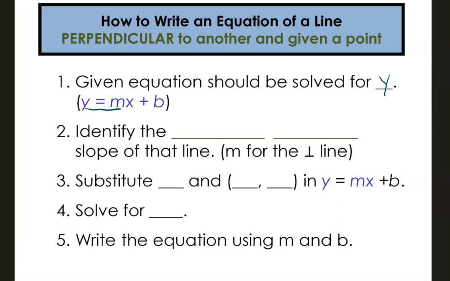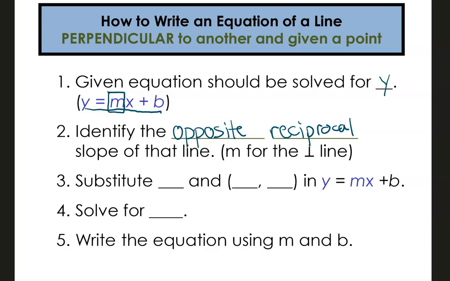We get it in this form, y equals mx plus b, which is the slope-intercept form. And we do that so that we're able to easily identify the slope of the line. Once we identify that slope, we can then identify the opposite reciprocal slope of the line. And the reason we're doing this is because, as we learned in previous videos, opposite reciprocal slope makes a perpendicular line to the original given line.